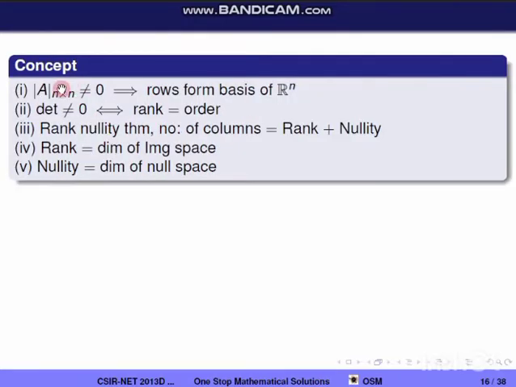Determinant of A is non-zero for an n cross n matrix, then the rows form a basis of R power n. Determinant is not equal to 0 if and only if rank is equal to the order of the matrix. The rank nullity theorem states that the number of columns is equal to the rank of the matrix plus the nullity of the matrix. And rank is the dimension of the image space and nullity is the dimension of the null space, or dimension of the kernel. So we'll move on to the question.